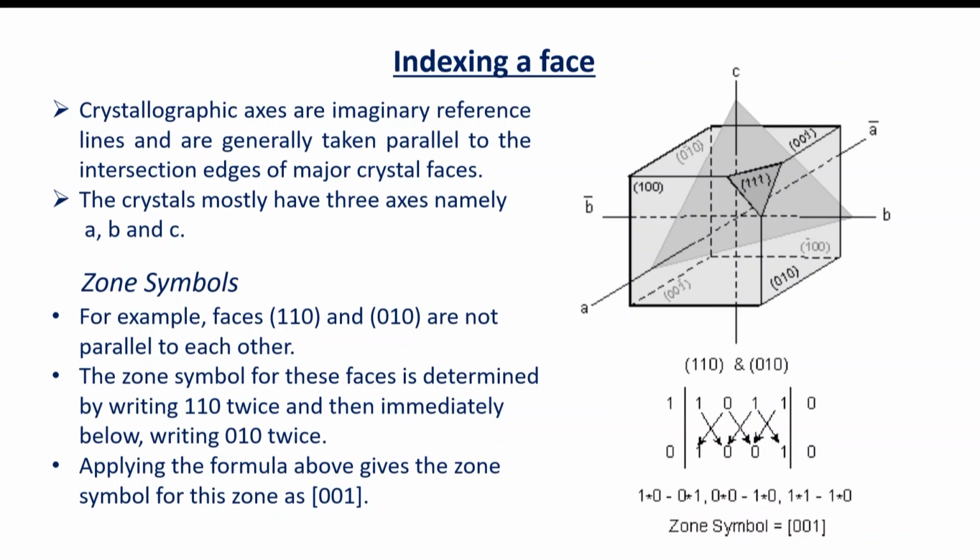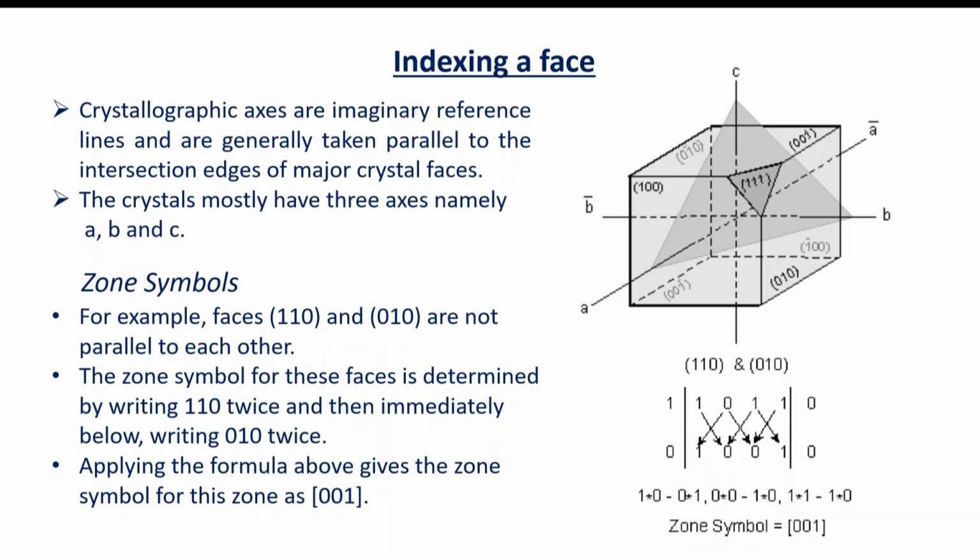If you are looking at a phase that is cutting the A axis only, it will give you an intercept of 1, infinity, infinity, meaning 1a, infinity b and infinity c. If I take the reciprocals, it becomes 1 by 1, 1 by infinity and 1 by infinity. So finally the Miller indices for that particular phase would be 1 0 0, and that should also be kept in first brackets.